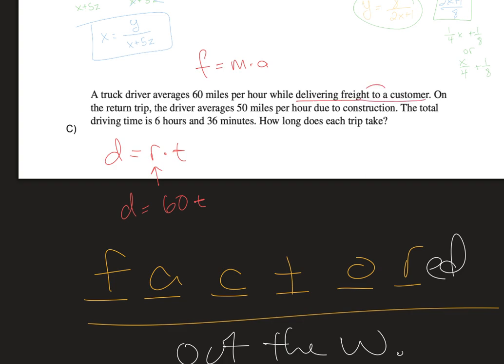delivering to a customer. And on the return trip, they average 50 miles per hour. Okay, well, that's a different dirt. That is 50 miles per hour, right? The total driving time is 6 hours and 36 minutes. How long does each trip take?